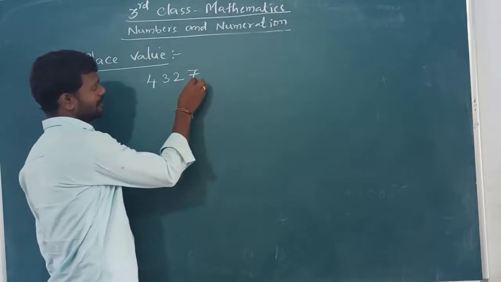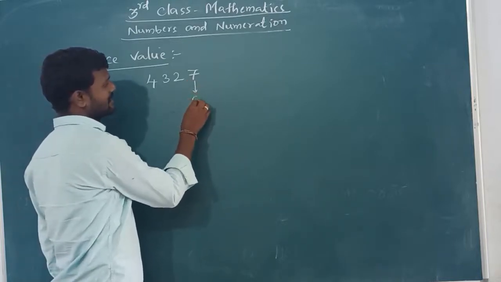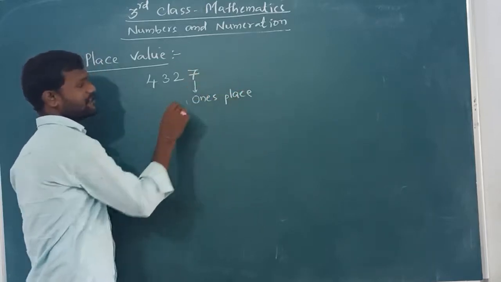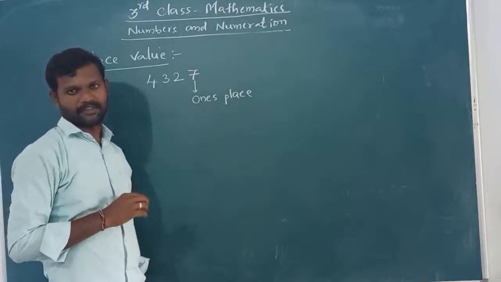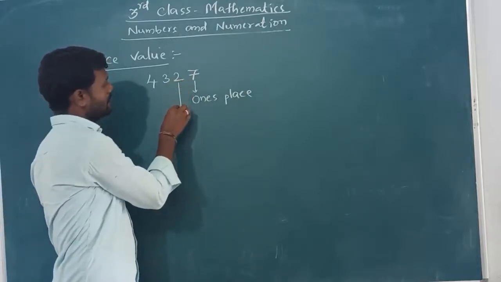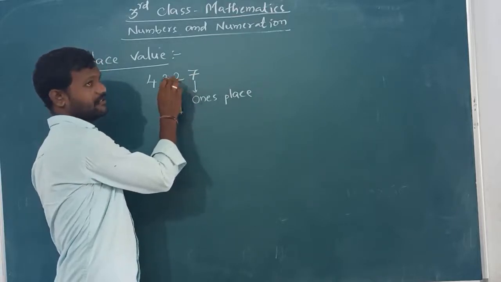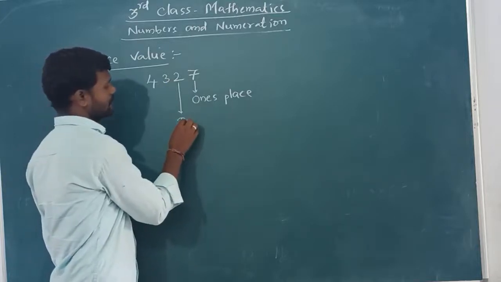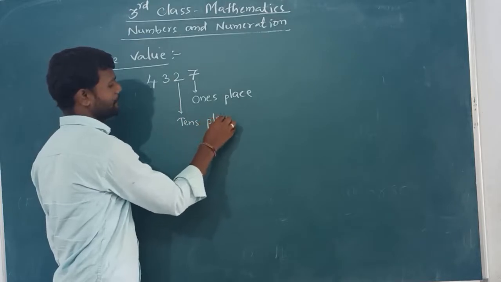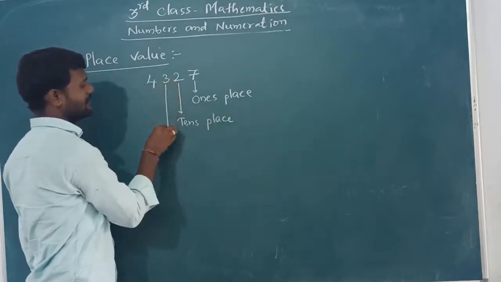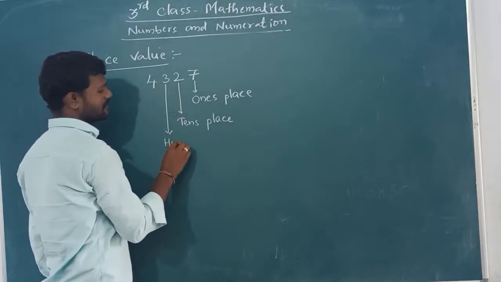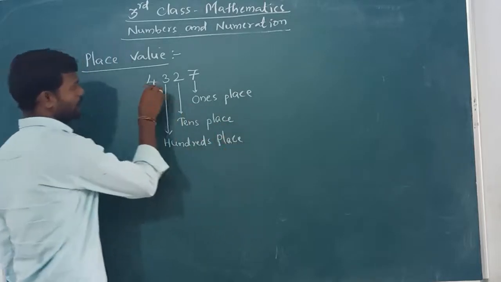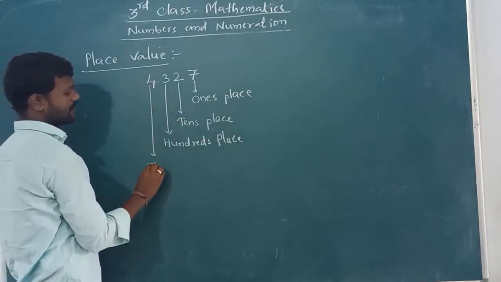So the last one is called the ones place. So 7 is in which place? It is in ones place. Next, 27. 20 means tens. 2 tens are 20. So it is in tens place. Next, 300. So it is in which place? Hundreds place. Next, 4,000. So 4 is in which place? Thousands place.